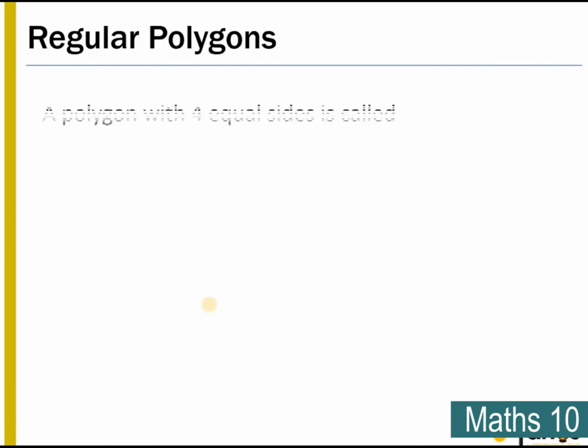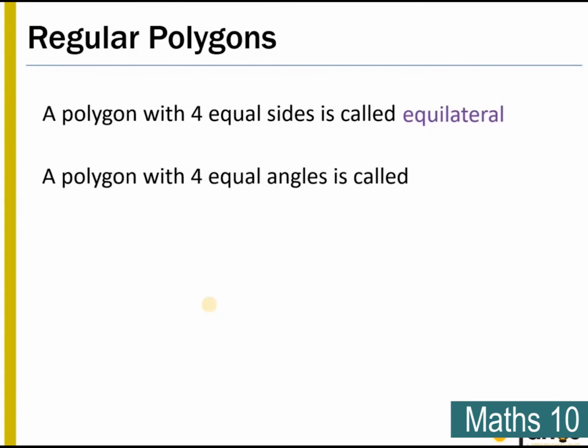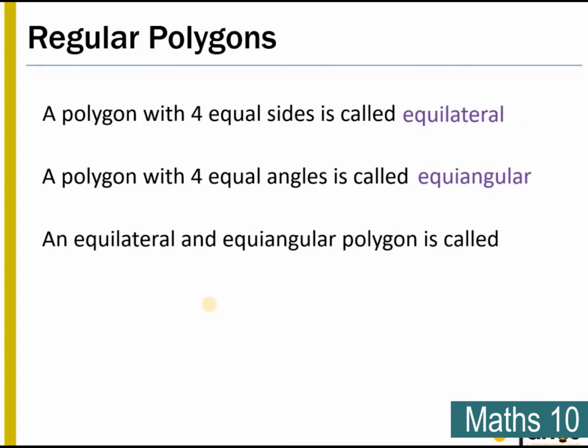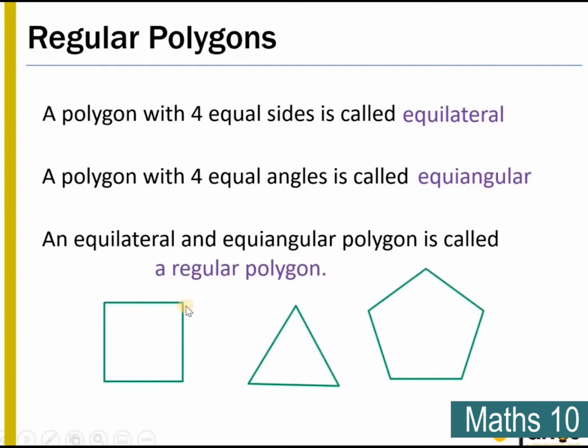Regular polygons. A polygon with four equal sides is called equilateral. A polygon with four equal angles is called equiangular. An equilateral and equiangular polygon is called a regular polygon. For example, a square has four sides and four angles the same. An equilateral triangle has three sides and three angles the same. And a regular pentagon has 5 sides and 5 angles the same.